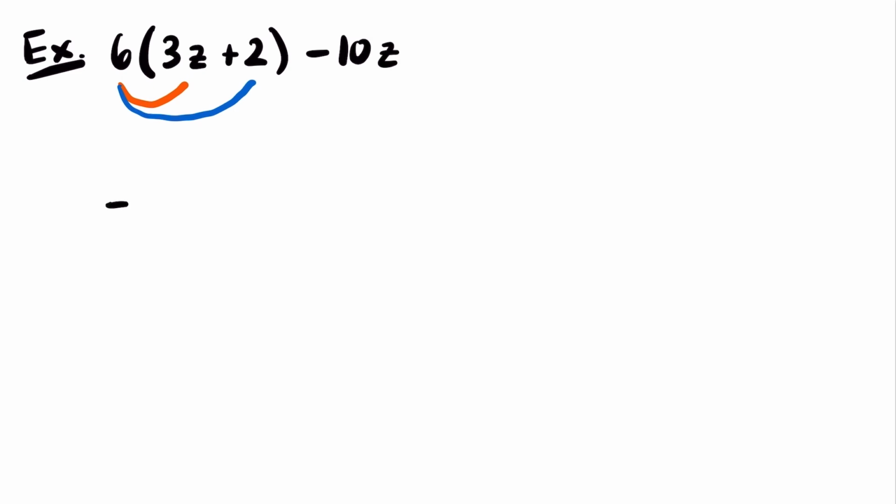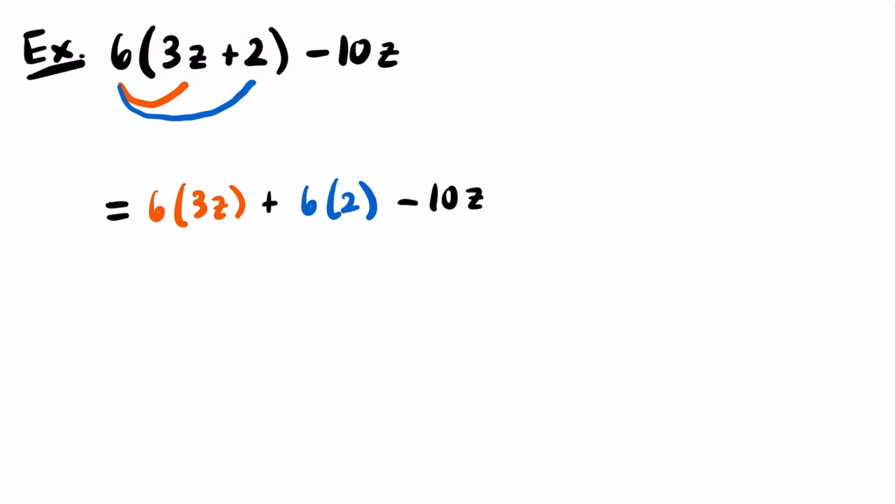So here's what we'll have. We'll start with 6 multiplied by 3z, and then we'll add that to 6 multiplied by 2. But don't forget about this term on the end. We are also subtracting 10z. Don't multiply that by 6. Once again, 6 only gets multiplied by the terms inside the parentheses.